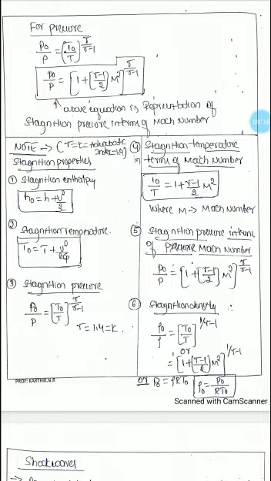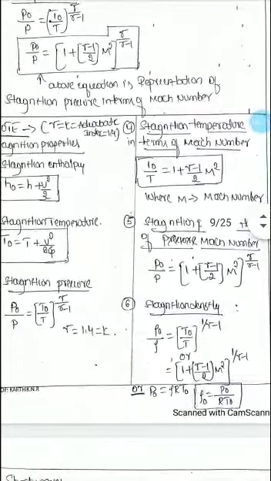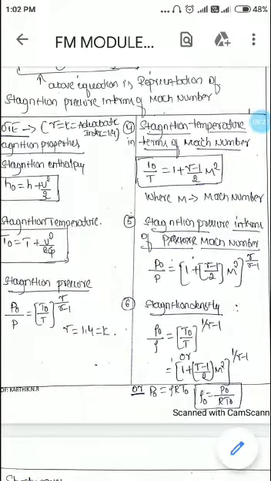The same formulas considering the Mach number can be written as stagnation temperature in terms of Mach number, that is T naught by T is equal to 1 plus gamma minus 1 divided by 2 M square, where M is the Mach number. Then stagnation pressure in terms of Mach number is P naught by P is equal to 1 plus gamma minus 1 divided by 2 M square, whole raised to gamma divided by gamma minus 1.